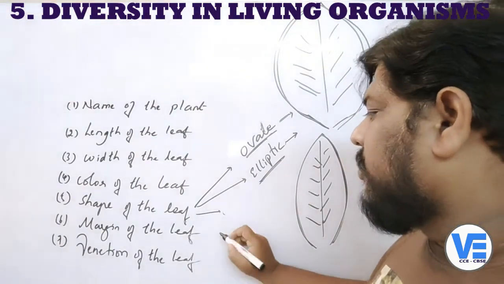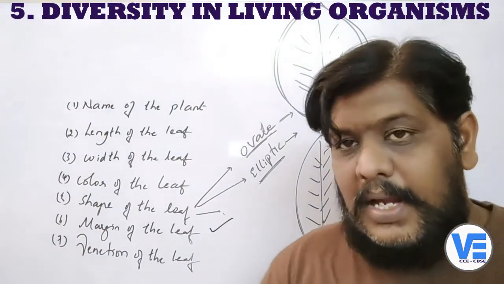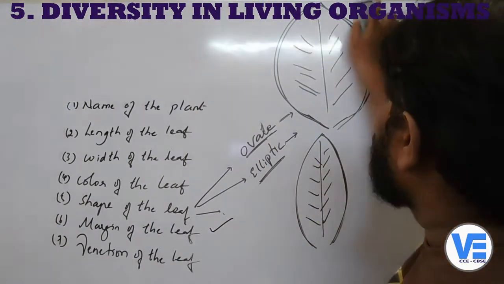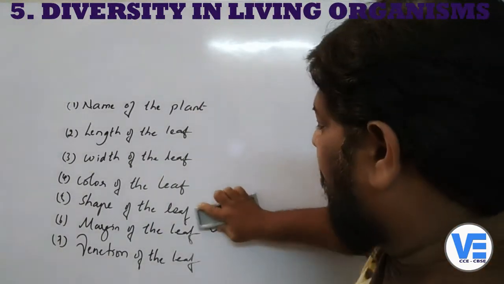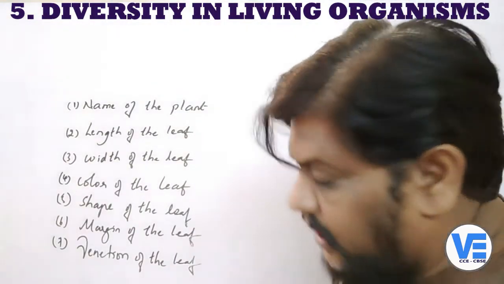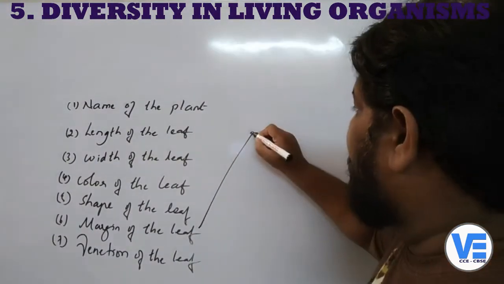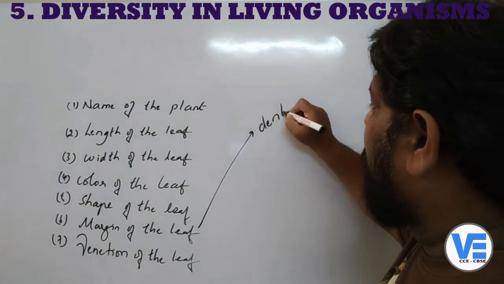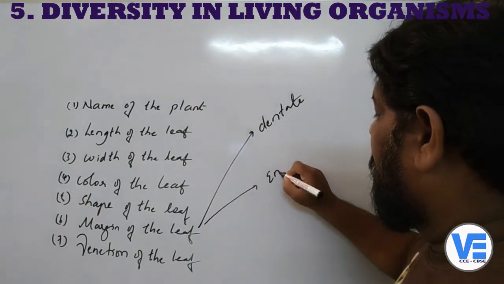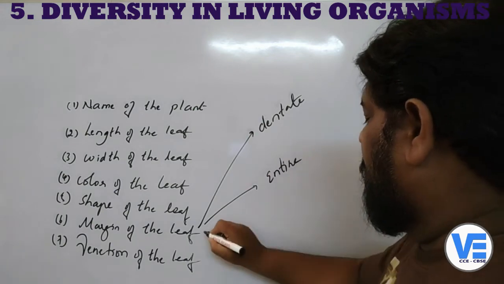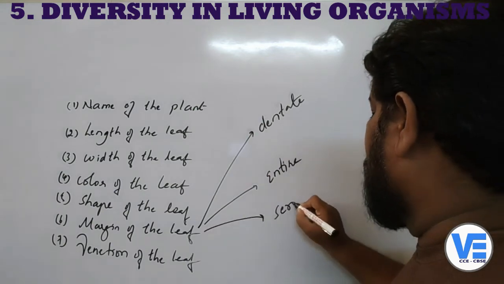Now coming to the margin of the leaf. The margin of the leaf you can find in three types. The first one is dentate, the second one is entire, and the third one is serrate.